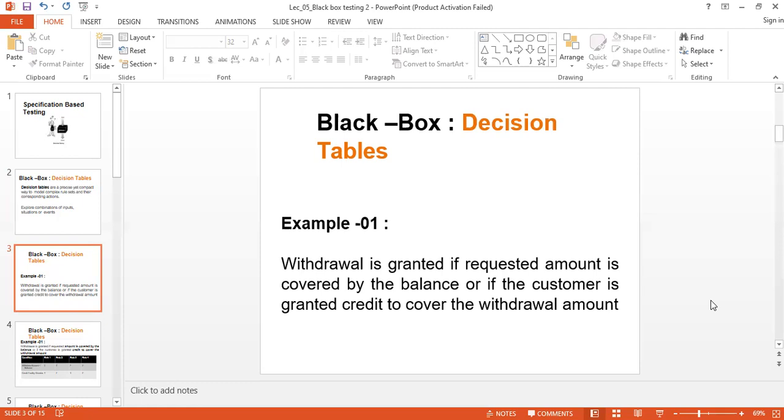So the second case will be if the customer is granted credit over the withdrawal amount, right?